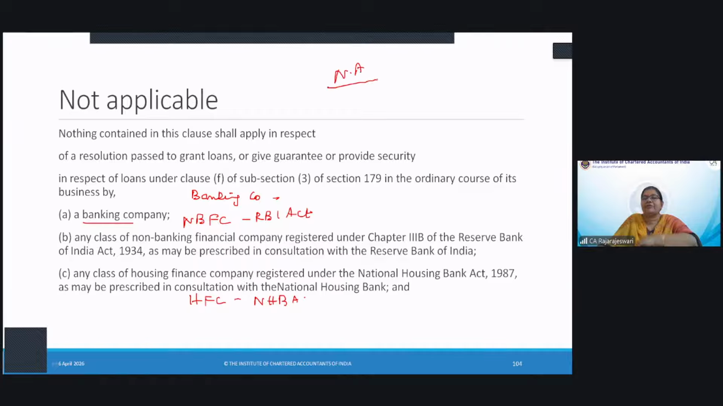All these exceptions are very important. A banking company, an NBFC under the RBI Act, and a housing finance company under the NHB Act. So these three companies are exempted, or it's not applicable. Nothing contained in this clause shall apply. So it's not applicable. It is not at all applicable.